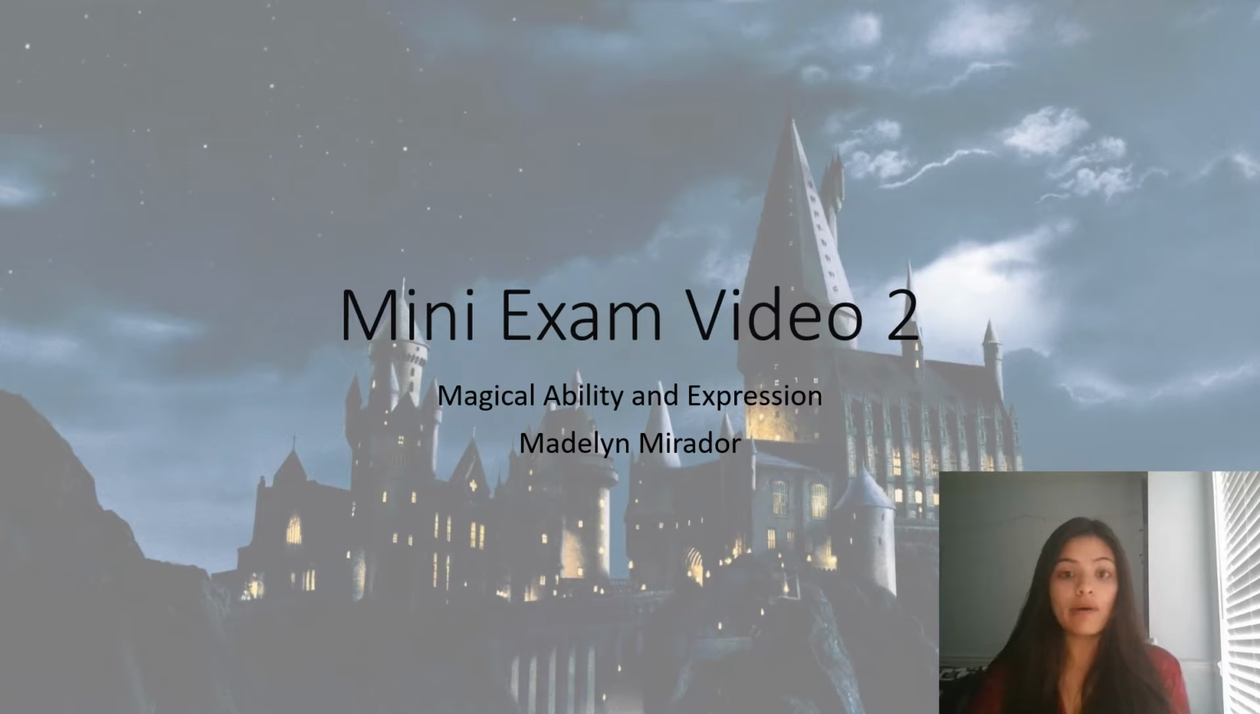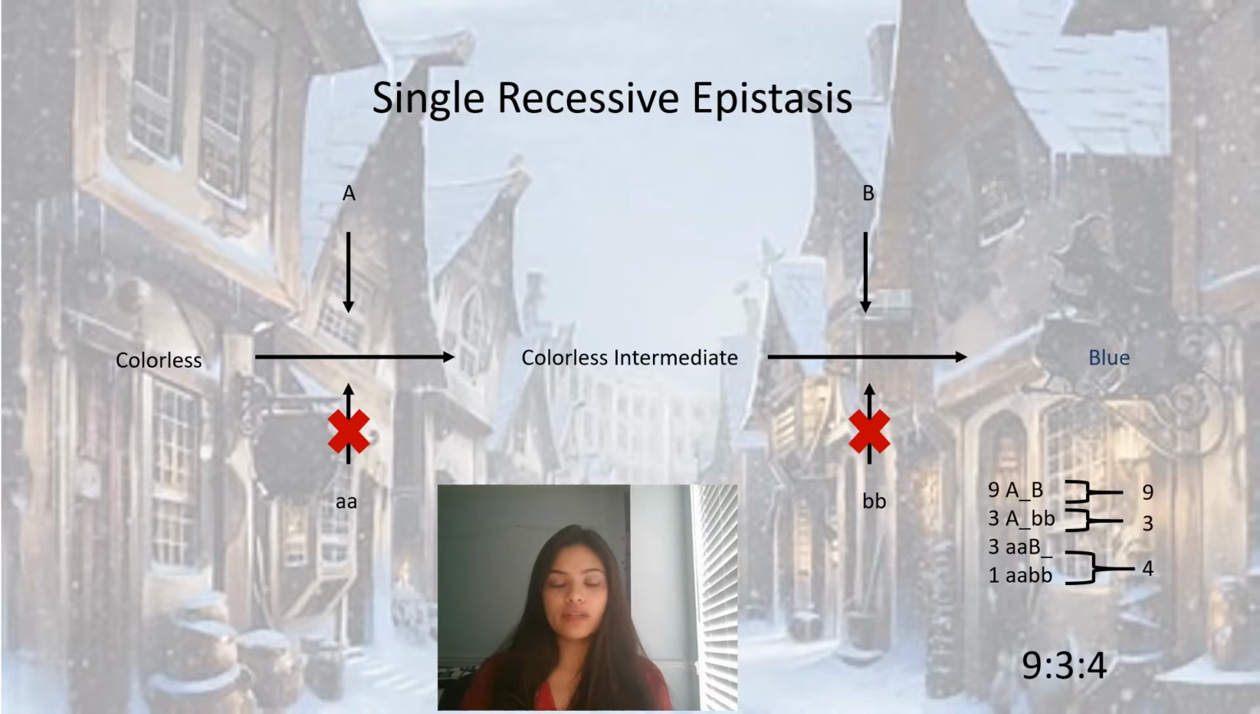I'm going to be talking about Harry Potter and the magical ability and expression in individuals. So for this prompt, I have chosen single recessive epistasis. This is when the homozygous recessive condition at one locus will mask or modify the expression of alleles at a second locus. So for this particular example, little a is going to result in colorless no matter what. Even if there's a big B at the B locus or a little b, it's going to result in colorless. If there's big A, big B, that's going to lead straight to the color blue. And then if there's big A, little b, that's going to result in the colorless intermediate.